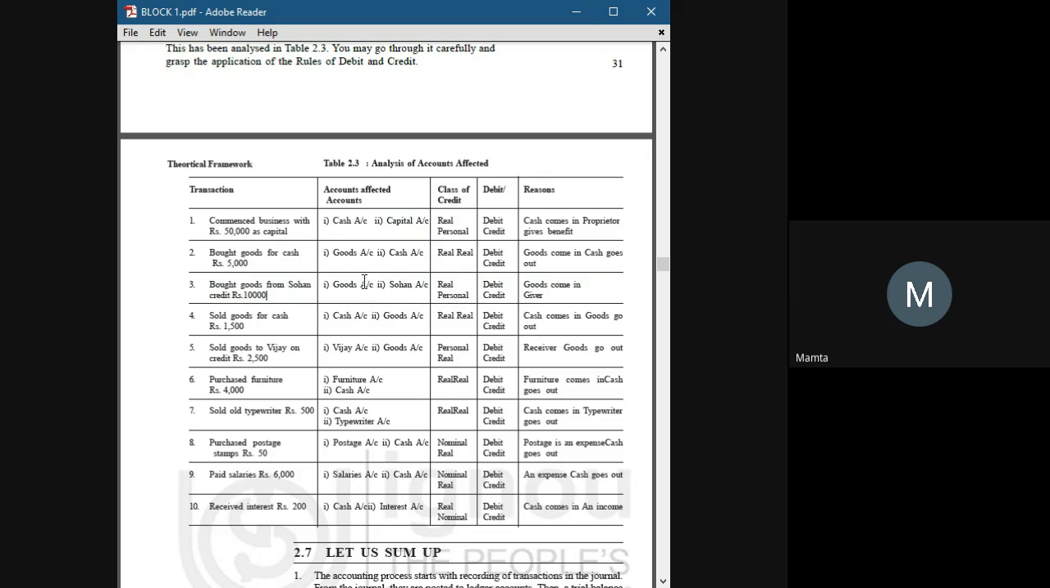Now the entry will be goods account debit to Soham account. This thing we have received, okay, and we are liable to Soham, so we are crediting him. So goods account debit to Soham account. This is the journal entry for this transaction.